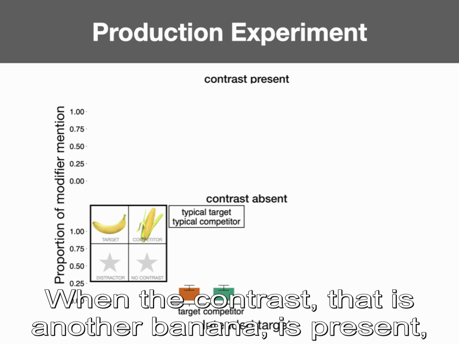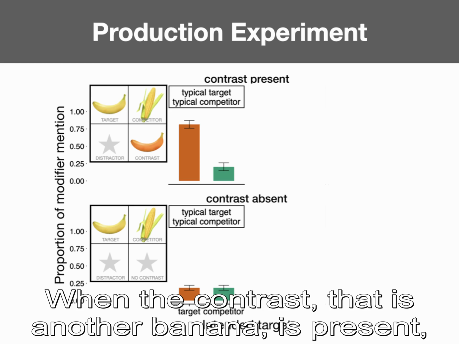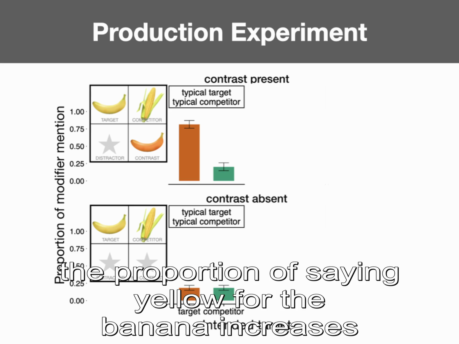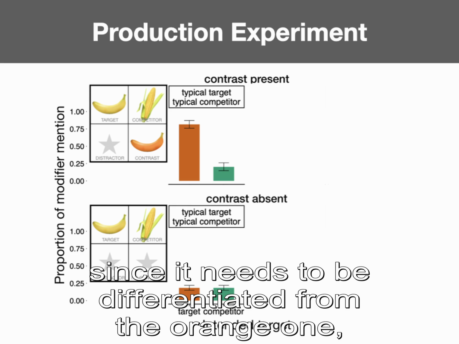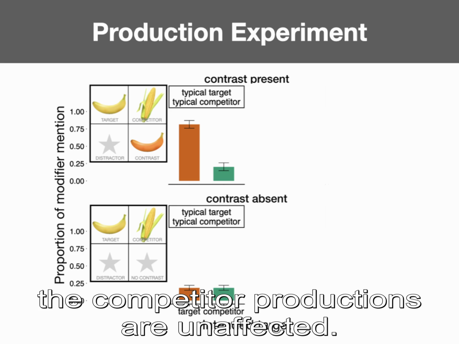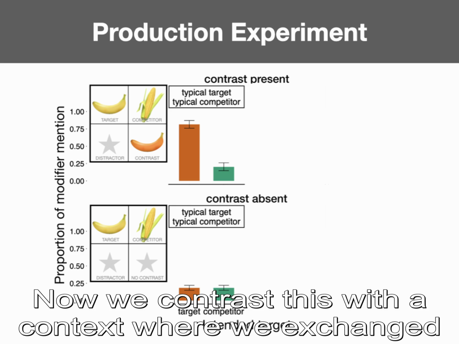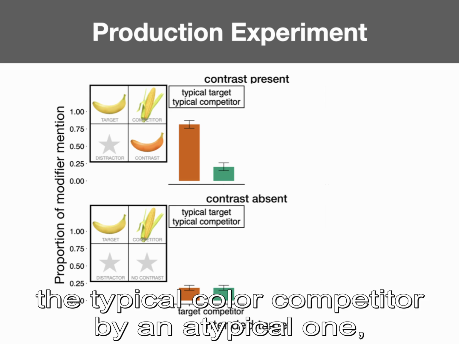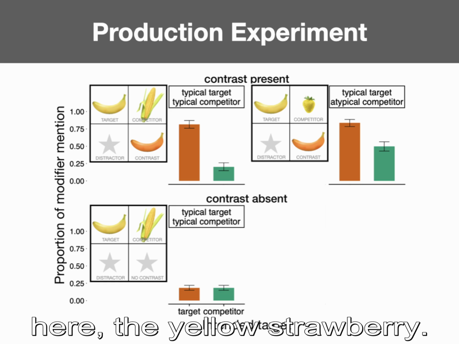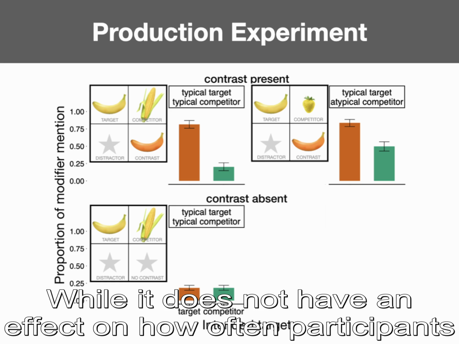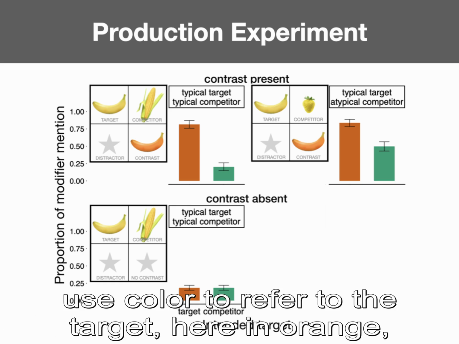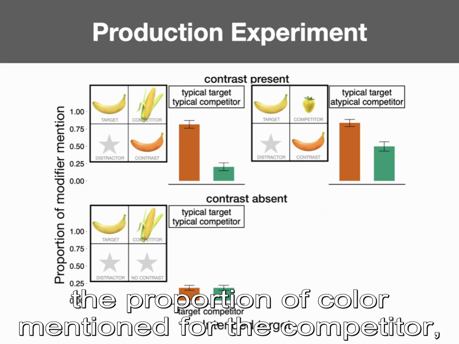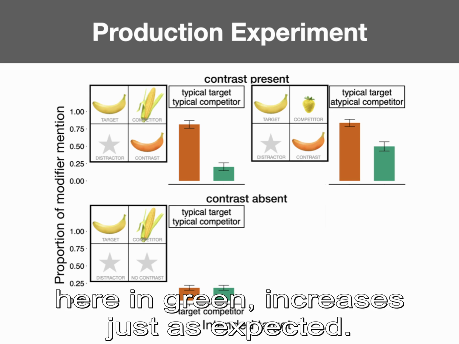When the contrast, that is another banana, is present, the proportion of saying yellow for the banana increases since it needs to be differentiated from the orange one. The competitor productions are unaffected. Now we contrast this with a context where we exchange the typical color competitor by an atypical one, here the yellow strawberry. While it does not have an effect on how often participants use color to refer to the target, here in orange, the proportion of color mentioned for the competitor, here in green, increases, just as expected.